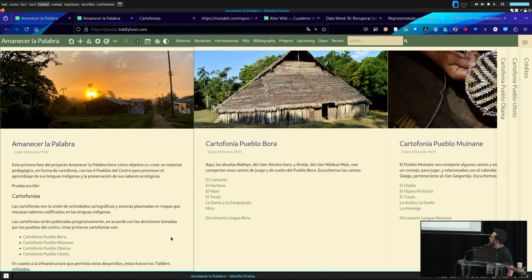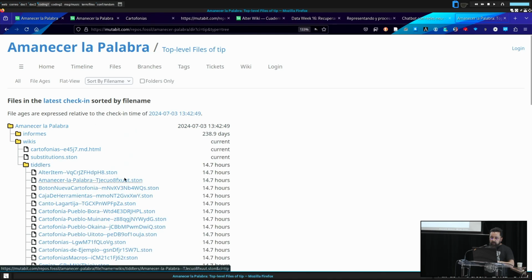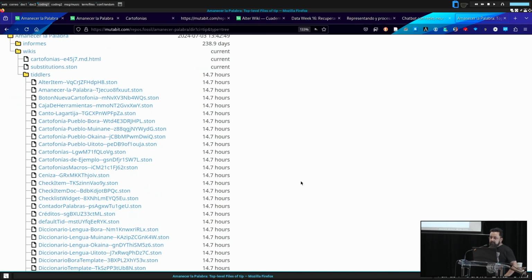But in TiddlyHost, you have only the last version of the wiki, a little bit of historical copies, but not so much. So I created another repository, this one. And in this repository, you can see a representation of the wiki. With Wiki Pharo, we're able to map, because the tiddlers, the units of information in TiddlyWiki, are stored in JSON. But JSON is not very diff friendly, and we need to extend the representation for other purposes.